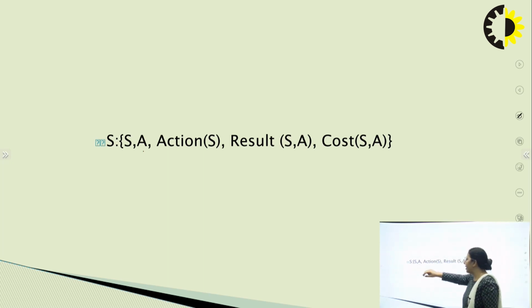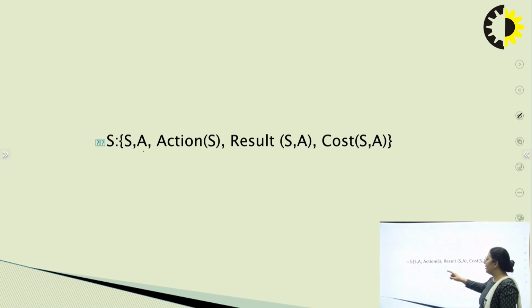Then A is the action that you need to take, or you can say the next state that needs to be reached. Action on S means if you are on the current state S, what action do you follow to reach the next state? For example, in the 8 puzzle game, we can take only 4 actions: moving left, moving right, moving up and moving down. So those are the actions. Action of S is the action applied on that particular state to reach the next state.